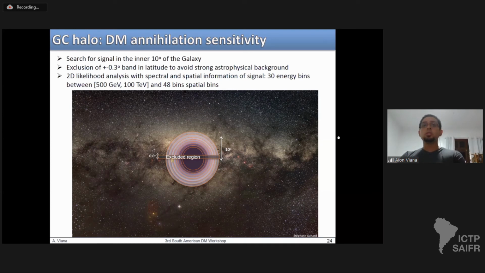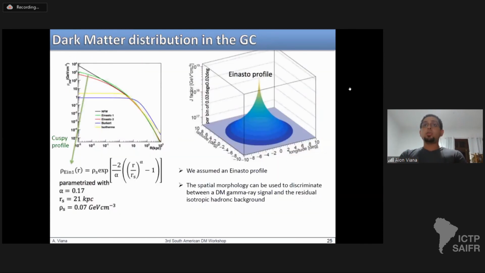And the method we use is that we excluded the inner part of the galaxy, a band of 0.3 degrees plus minus, to avoid the very strong astrophysical background we have in the center of the galaxy. We applied a 2D likelihood analysis using both spectral and spatial information in order to derive limits. We assume initially an NFW profile. This has the advantage that an NFW profile is very different from the expected hadronic and astrophysical background, so we can derive very strong limits with this kind of profile.